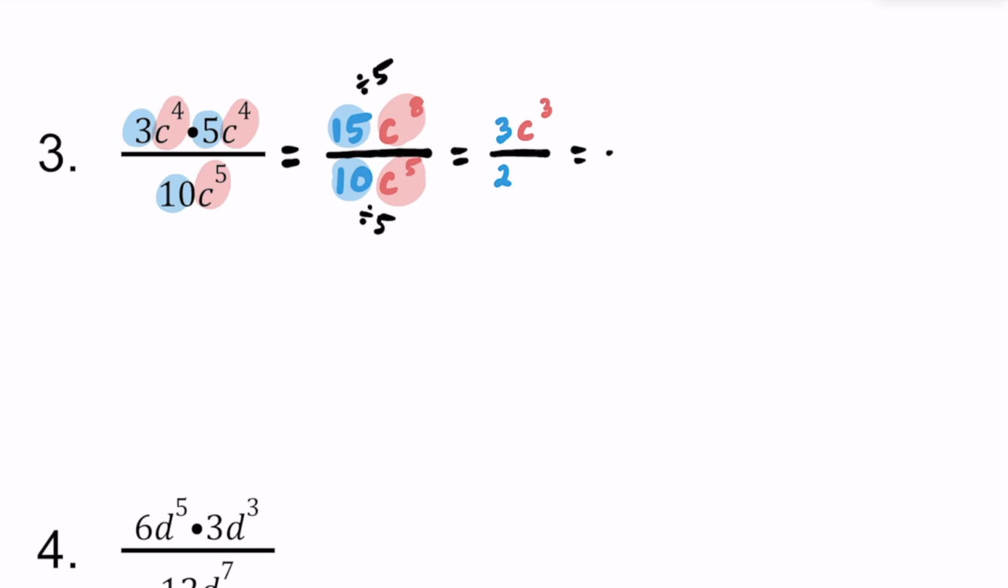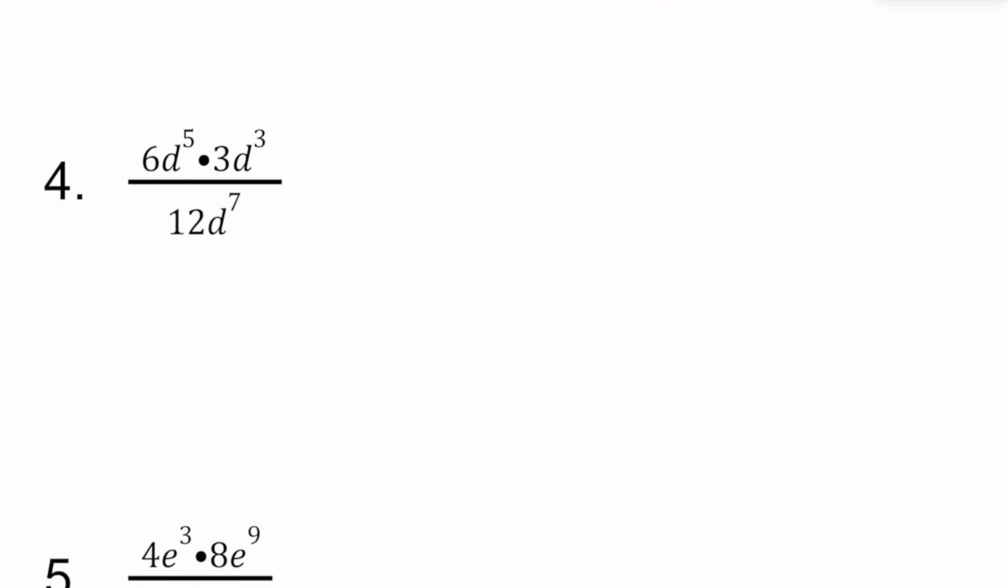All right, so let's go ahead and center this a little bit. Let's see, this is going to be 3c to the 3rd power over 2. Or we can also write this using a coefficient. So we can say this is going to be 3/2 multiplied by this c to the 3rd power, just like this. Here's number 4.